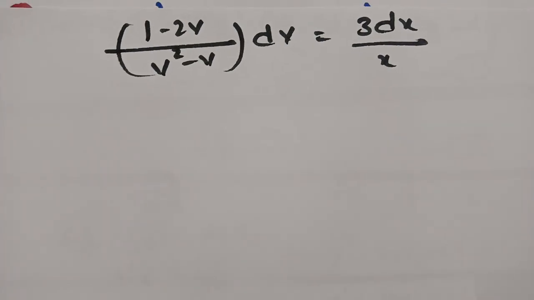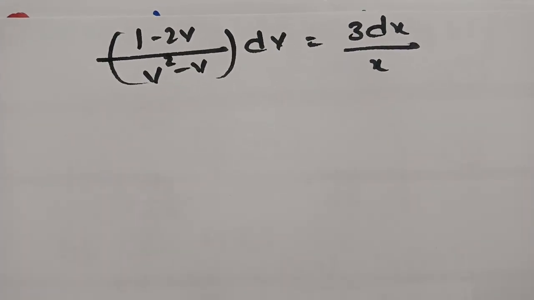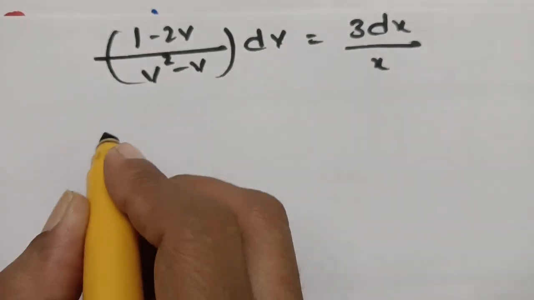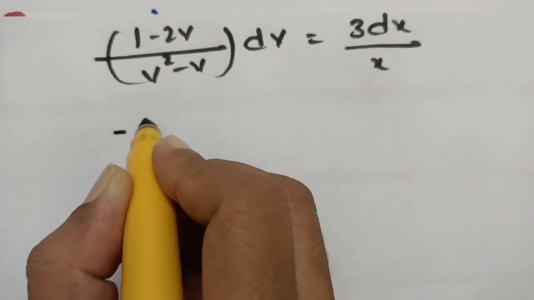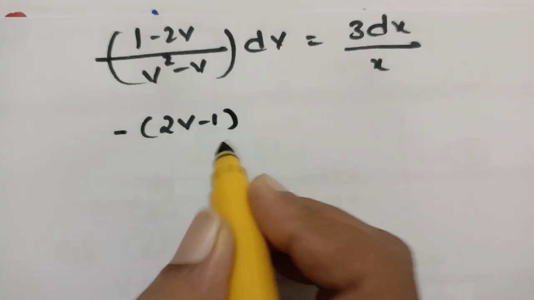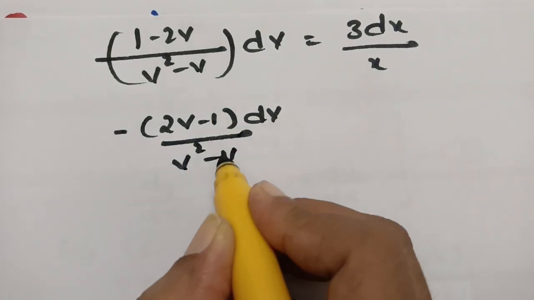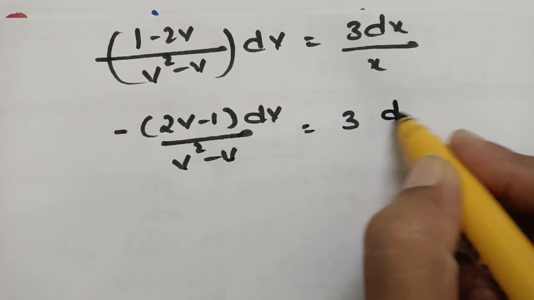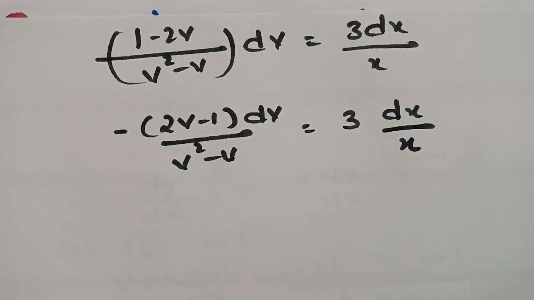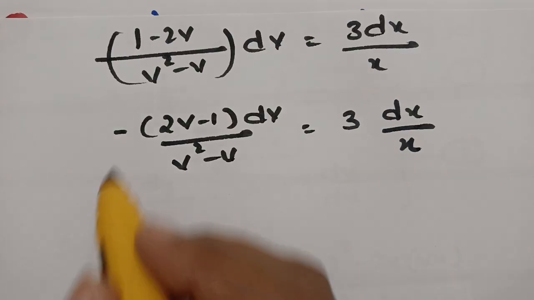After separating the variables, the next thing I'm going to do is take minus common from this. So this will be (2 minus 2v minus 1) into dv by v square minus v, which is equal to 3 times dx by x. Now I am going to integrate on both sides.